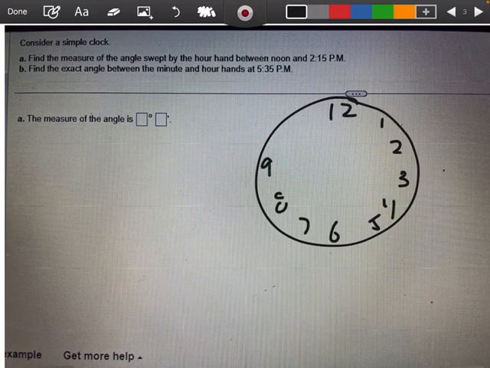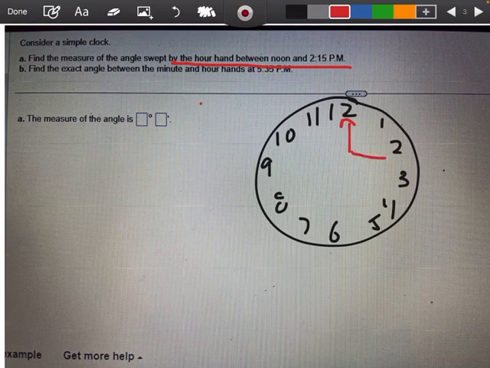Actually, this is coming out better than I thought. 9, 10, and 11. Okay. And so the question says, can we find the angle swept by the hour hand between noon and 2:15? So look, y'all, here's noon. 2:15 is going to be somewhere over here. And really what we're trying to find is, what is the measure of that angle?